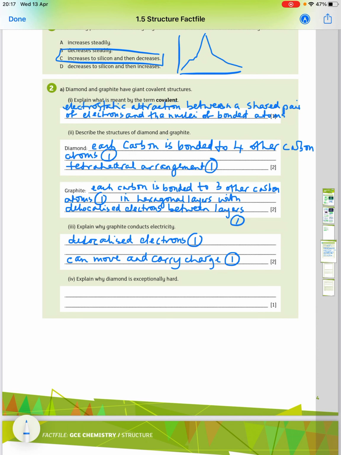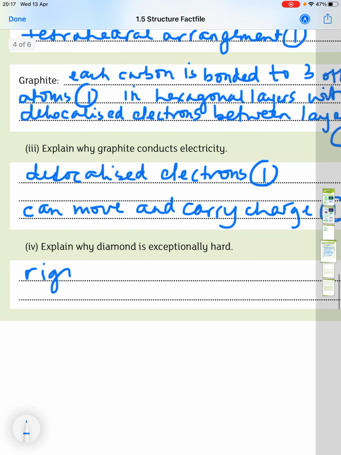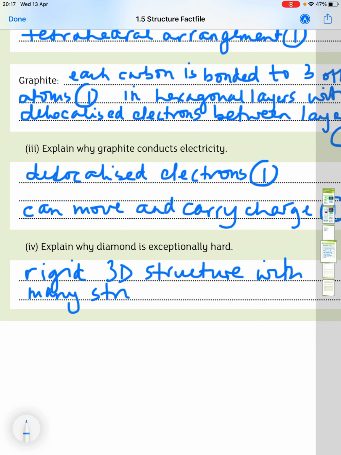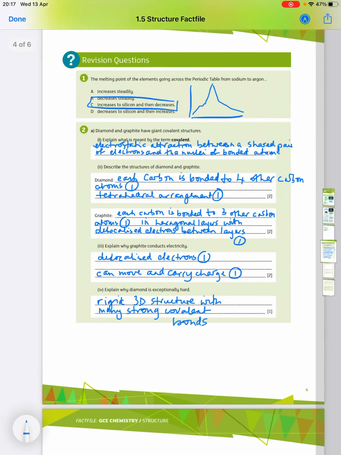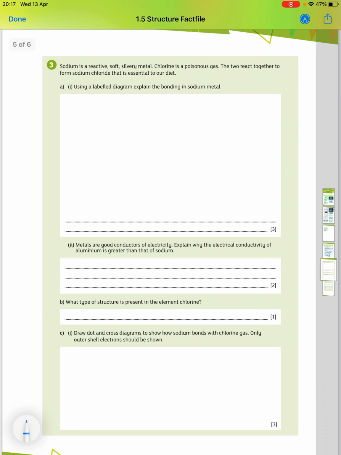And finally, in this part of the question, explain why diamond is exceptionally hard. So you need to say in here that it has a rigid 3D structure with many strong covalent bonds. And of course, if you mention ionic bonds in there, you're shooting yourself in the foot because you're going to lose your marks.